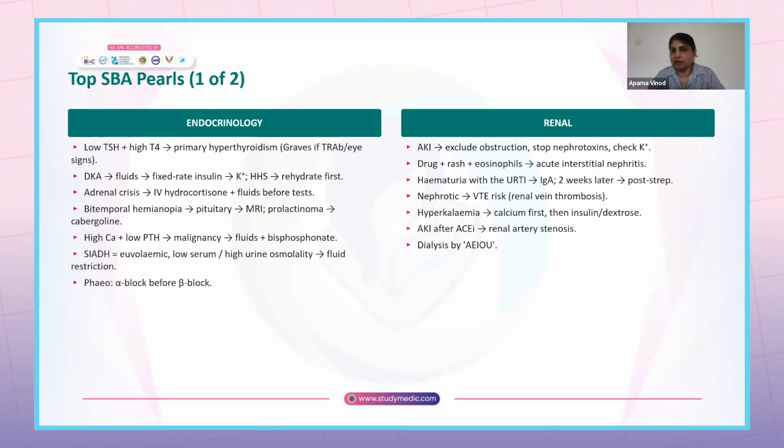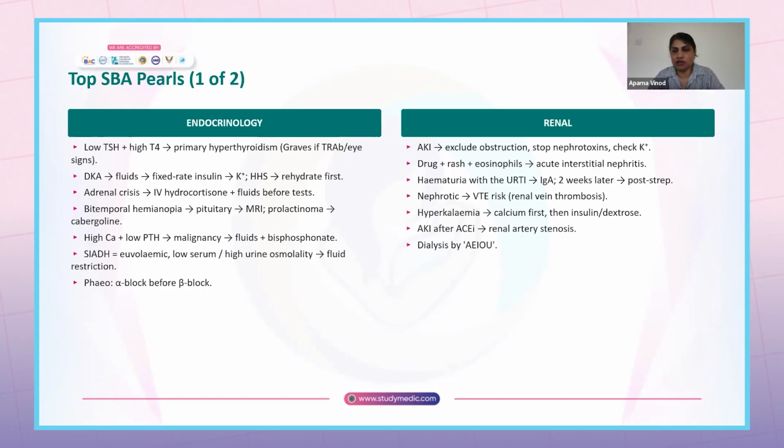In case of AKI, exclude obstruction, stop nephrotoxins, always monitor potassium. If there is history of drug intake, rash and eosinophils in the stem, it will indicate acute interstitial nephritis. When there is hematuria with upper respiratory tract infection, if it was just within days, it is IgA nephropathy. If it was 2 weeks later, then you should think about post-streptococcal glomerulonephritis.